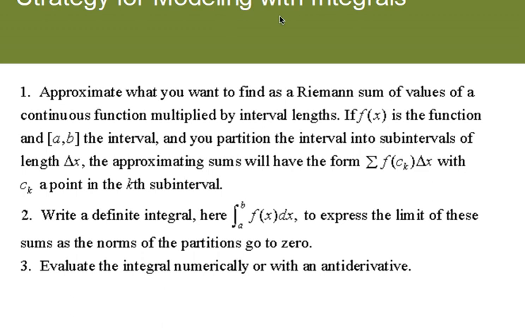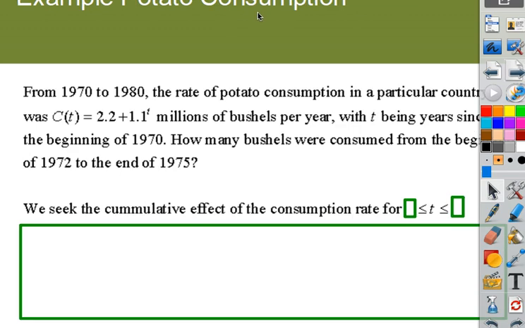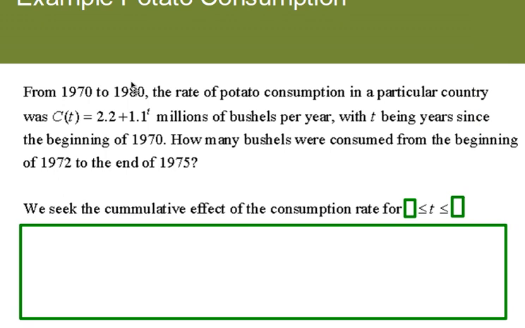So here's our example. We've got the rate of potato consumption in a particular country from 1970 to 1980, and it was calculated in this little exponential formula here in millions of bushels per year, t being years since the beginning of 1970. So think about that like January 1, 1970. How many bushels were consumed from the beginning of 1972 to the end of 1975?